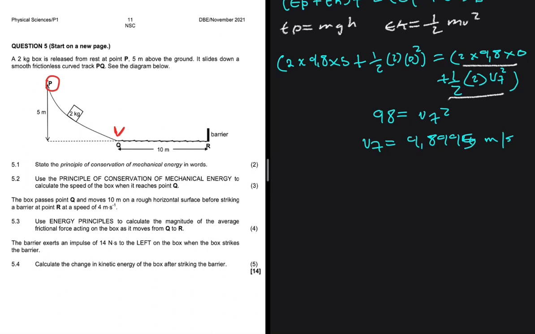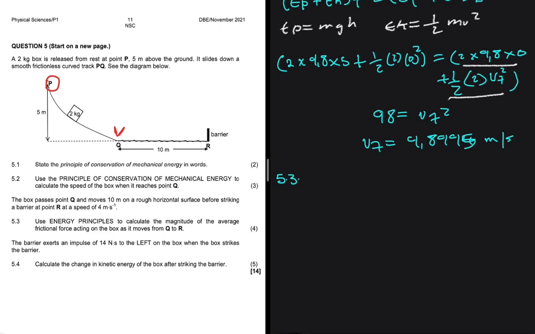So 5.3, we have a statement there saying that the box passes point Q and moves 10 meters on a rough horizontal surface before striking a barrier at point R at a speed of 4 meters per second. And then the question itself is saying: use the energy principle to calculate the magnitude of the average frictional force acting on the box as it moves from Q to R.